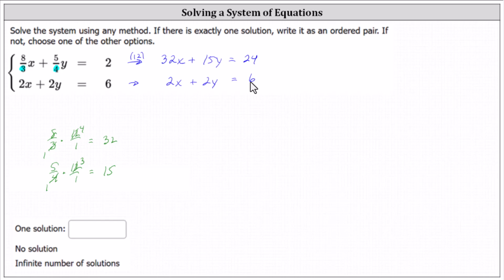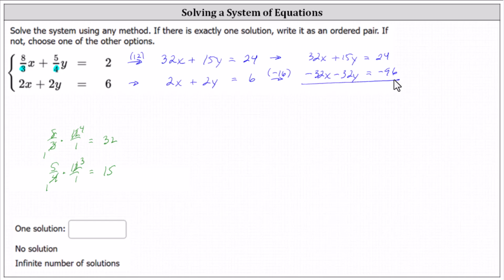And now to eliminate the x terms when we add the equations together, we want the x terms to be opposites. Because we have a 32x in the first equation, we want a negative 32x in the second equation. For the next step, we'll multiply both sides of the second equation by negative 16. Notice negative 16 times 2x will give us a negative 32x. And we'll leave the first equation as is. Multiplying the second equation by negative 16, we have negative 32x minus 32y equals 6 times negative 16, which is negative 96.